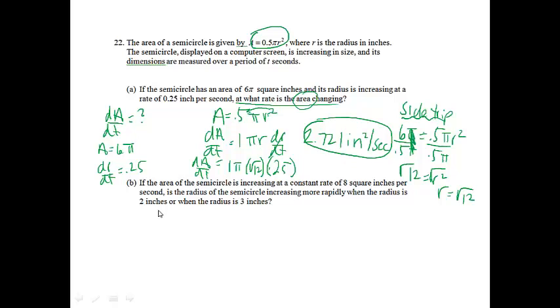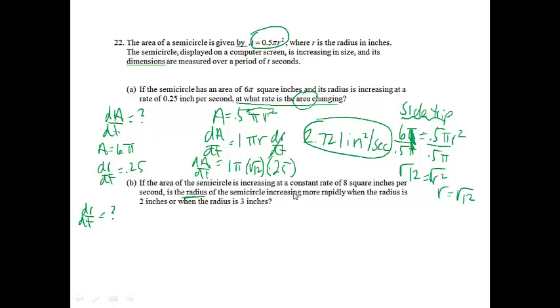Okay, part B, if the area of the semicircle is increasing at a constant rate of 8 square inches per second, is the radius of the semicircle increasing more rapidly when the radius is 2 or when the radius is 3? So I would like to know where is the radius increasing more rapidly? So I know that I'm wanting to find something out about dr dt because that's how fast the radius is changing. Okay, I'm going to write down information for my problem again.